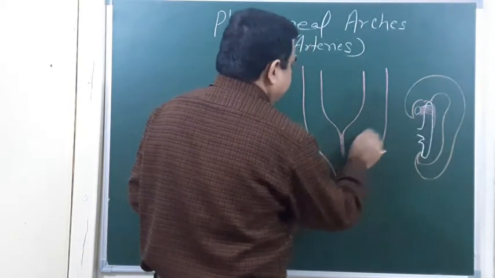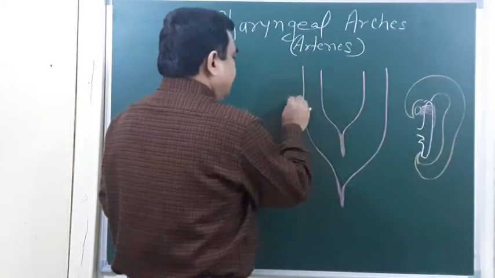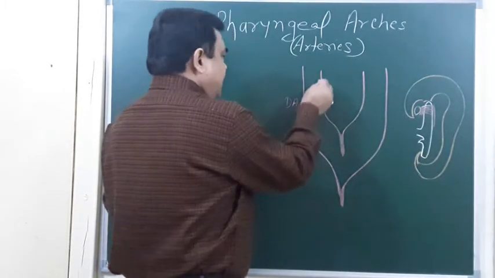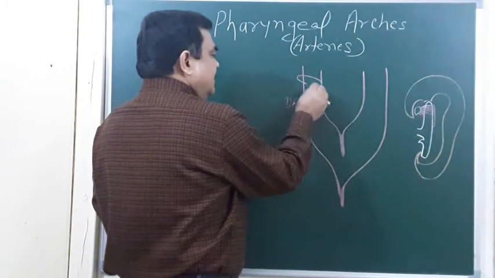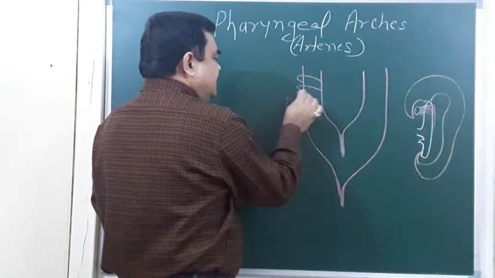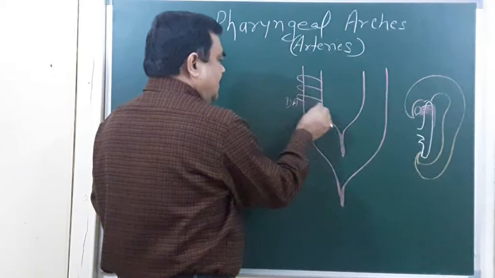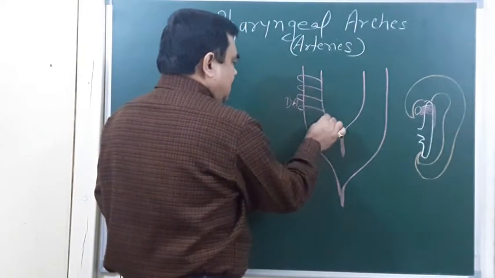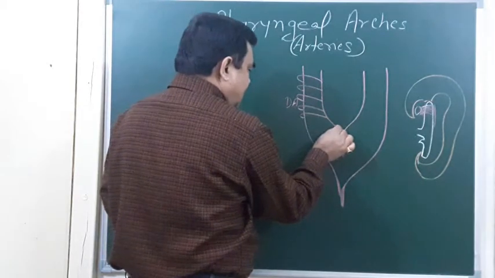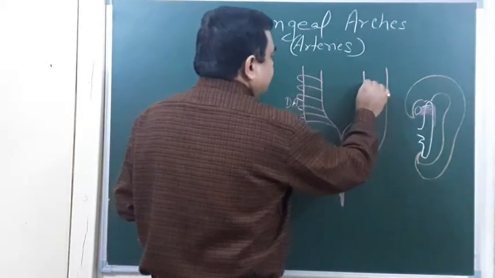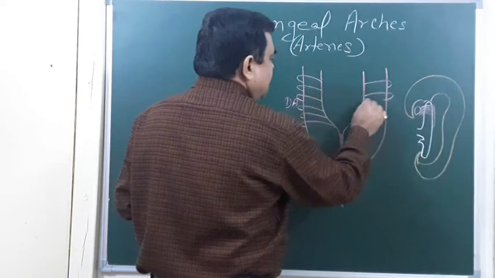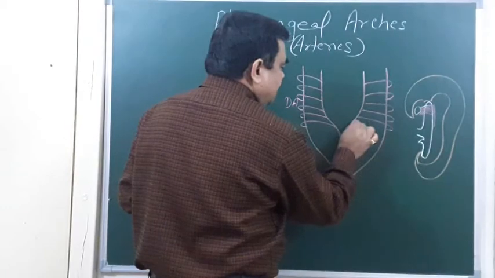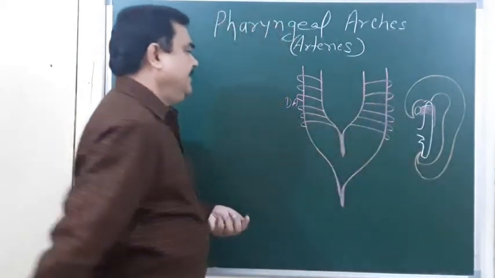This is dorsal aorta. These are dorsal aorta. These are ventral aorta. And here is first arch artery, this is second arch artery, this is third, this is fourth, this is fifth arch artery, this is sixth arch artery. First, second, third, fourth, fifth, sixth arch artery.